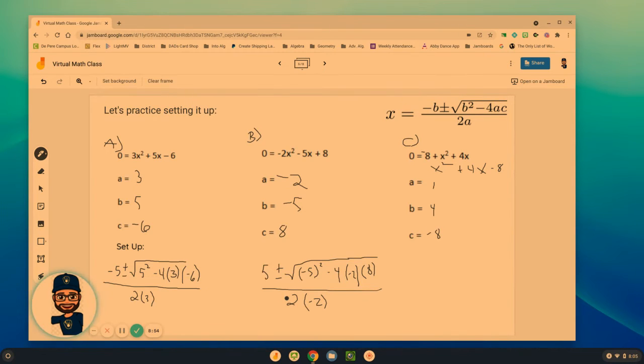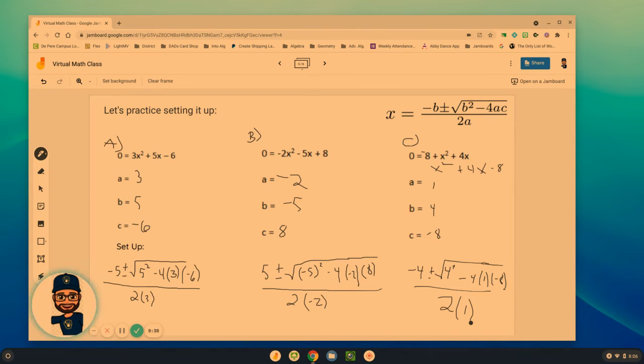All right, hopefully you noticed that a is 1, b is 4, c is -8. Again, if there's not a number in front of x squared or even in front of the x, it's a 1. All right, let's plug it in. The opposite of b, so -4, plus or minus the square root of b squared, or 4 squared, minus 4 times a times c, all over twice a, all over 2 times a, which is 1, 2 times 1. So that's the setup process. That's how we can set these up so that we're going to be able to successfully solve them.